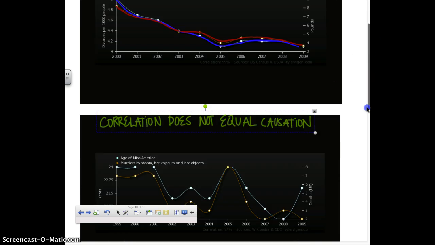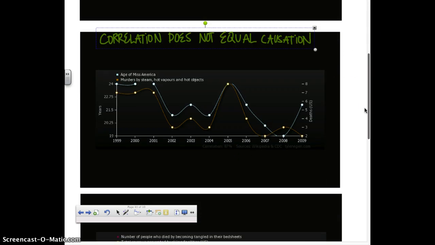Let's look at another example. Age of Miss America versus murder by steam, hot vapor, and hot objects. Here's how old Miss America was. She's 24. Dipped down to a solid 20.25, which would be 20 in 3 months. Climbs back up to about 24 again. And then in 2008, when I was Miss America, I was 19. Okay, I'm lying. I've never been Miss America.